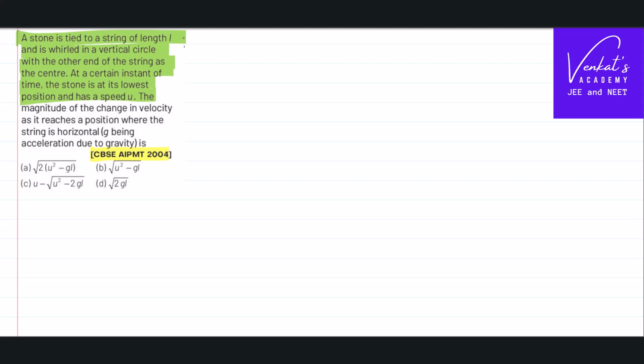Let me draw this before going further. The stone is moving in a vertical circle, say in an anti-clockwise direction. Any direction is fine. At the bottom, it has a velocity u. The radius of the circle is L. This is the center.